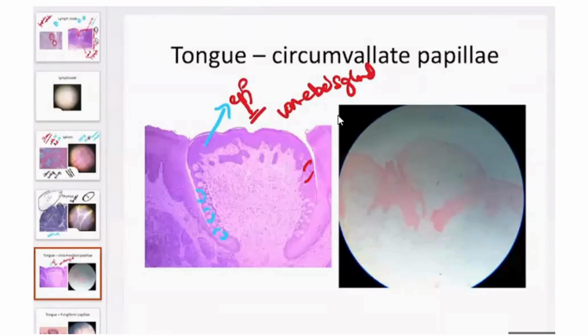I'm telling you very important salient points pertaining to histology. Okay, how to identify a particular slide with some salient one or two points. Okay.